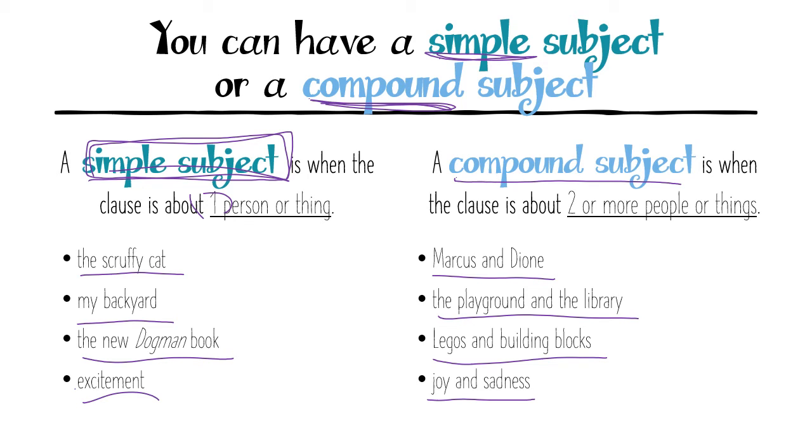Now, it could be more than that. You could bust out your trusty comma and say Marcus, Michael, and Dion. You could have 3 things. You could, instead of just saying the playground and a library, you could say the playground, the cafeteria, the gymnasium, and the library. Those are all the different subjects, but if they're all doing the same thing in the sentence, that can be my compound subject. So a compound subject is just when the clause is about 2 or more people or things. Let's see if we can think about that as we move forward.